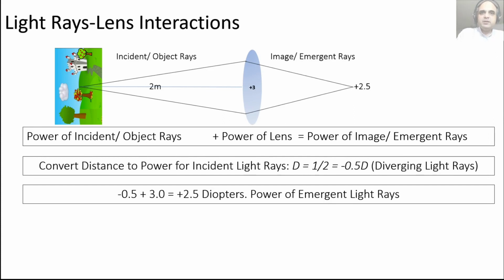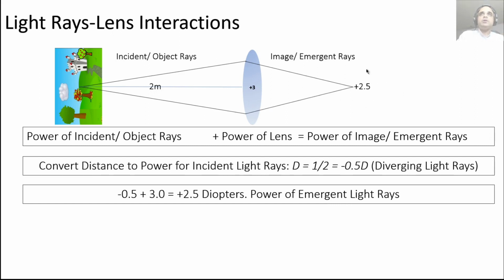But right now, the most important thing for us to remember is that to calculate the interaction between the light rays and lenses is simply to algebraically add up the power of light rays to the power of lenses. Not all the time you will have power of light rays given, but you would have the distance. So you inverse the distance, you add it to the power of the light rays, and you'll know the nature of the emergent light rays or the image light rays.